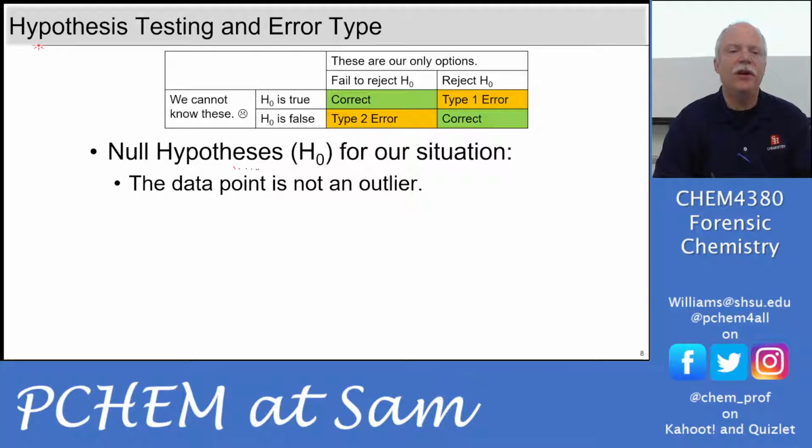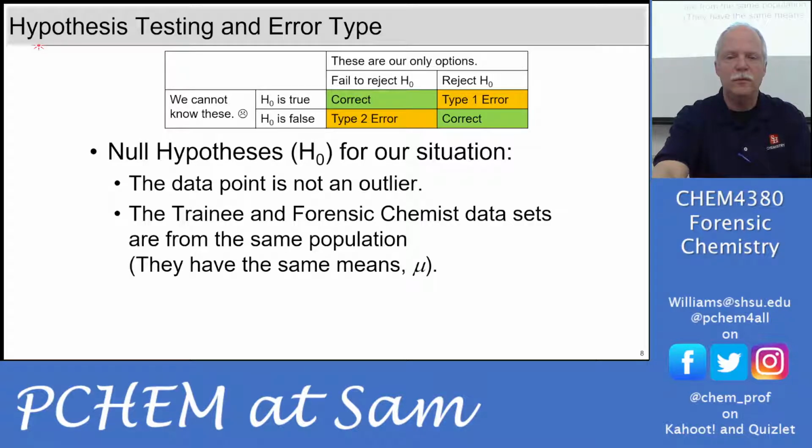So the null hypothesis for that data point, number 15, or that value of 15 in the trainee's data, would be that the data point is not an outlier. So that would be the null hypothesis, that the data point is not an outlier. Okay, there's other tests that we're going to do.